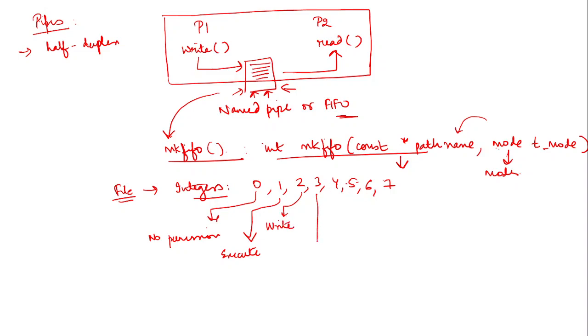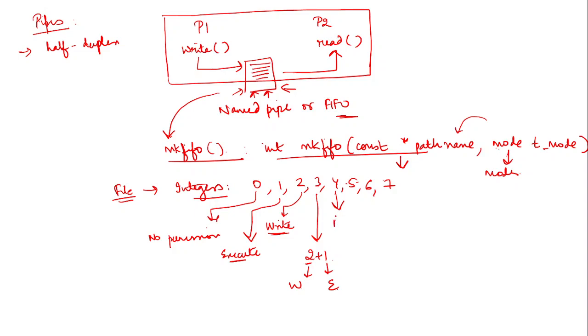Now what does 3 specify? 3 is a combination of 2 plus 1, so the file has the write permission as well as the execute permission. 2 stands for write and 1 stands for execute. Instead of writing 2 comma 1, write and execute, we just write the number 3, which means the file has both write and execute permissions.